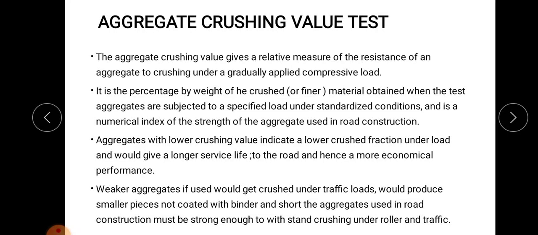And if you use weaker aggregate, it would get crushed under traffic load and it will produce smaller pieces not coated with the binder. Okay, and the aggregate which is used in road construction must be strong enough to withstand crushing under roller and traffic. So actually this crushing value indicates the strength of road aggregate.